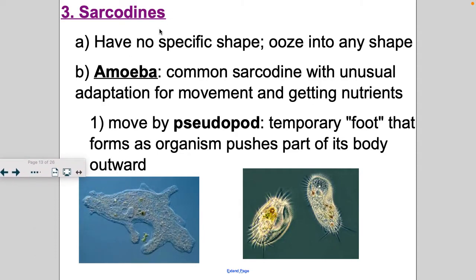Sarcodines are the third and final group of animal-like protozoans or animal-like protists. They have no specific shape. They just ooze into any shape. One example of a sarcodine is the amoeba. The amoeba moves by these pseudopods. You see these projections that come out. What it does is it basically fills everything inside that pseudopod, and that's how it moves. This is a false foot, or a temporary foot. You can see in this picture of amoeba, it's going to surround this organism and bring it on in and eat it. That's how amoebas eat and bring things in.